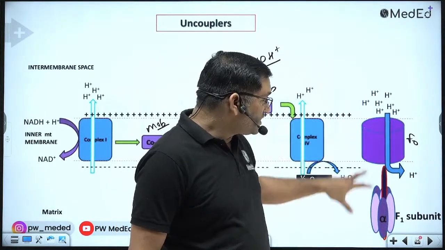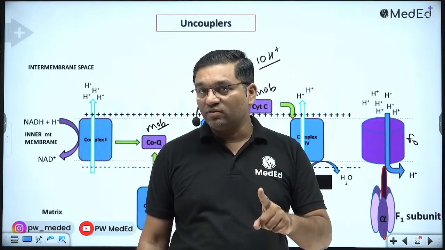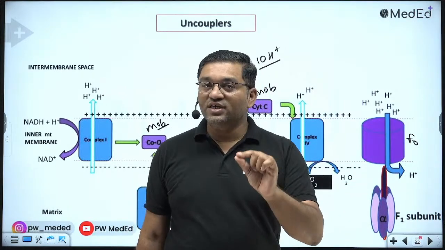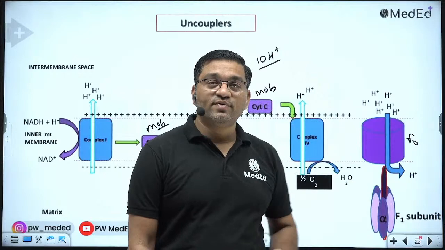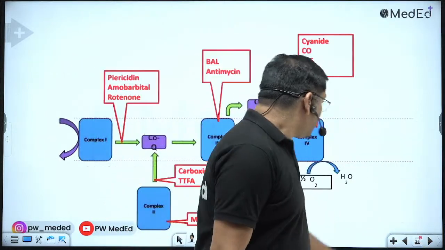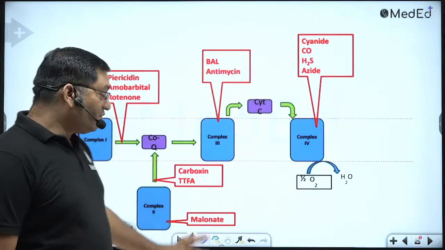So that's why it is known as the world's smallest molecular motor. It is also known as the world's smallest molecular motor, complex 5 of the electron transport chain. Now, what are the important points to remember here? The various inhibitors.